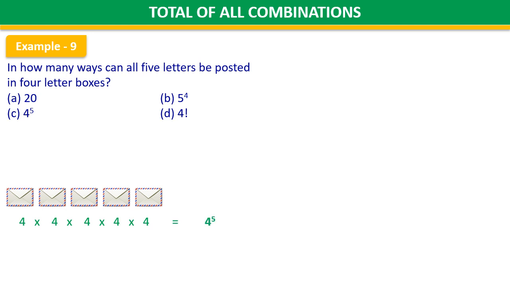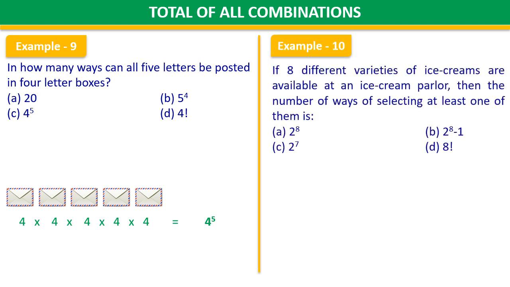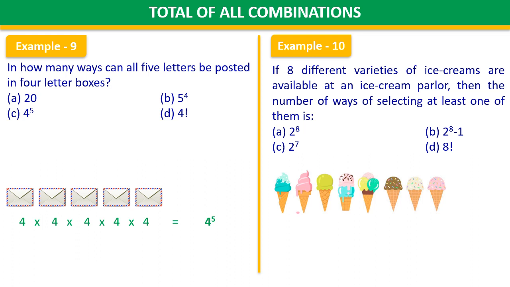Let's go with another example where it is asked, if 8 different varieties of ice creams are available at the ice cream parlor, then the number of ways of selecting at least one of them. So like this, 8 varieties are there. To go with the first variety, we have two options, either to select or to reject. Second variety, again two options, either to select or to reject. So the total number of ways will be 2 into 2 into 2 for 8 times, that is 2 to the power of 8.